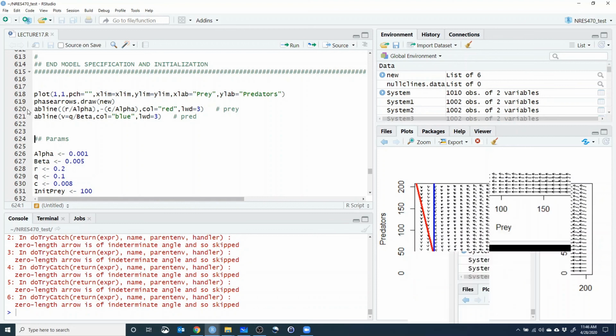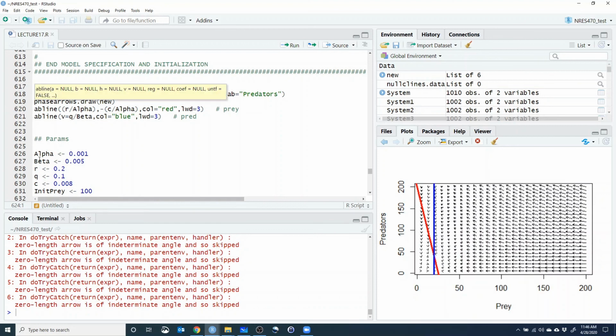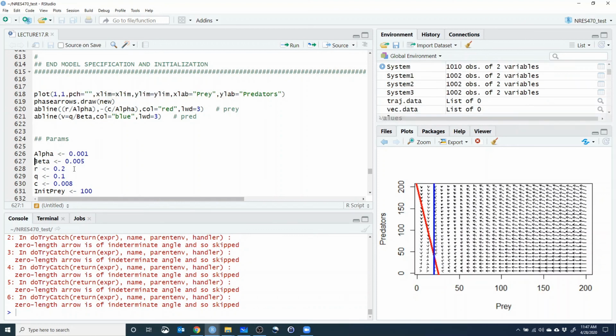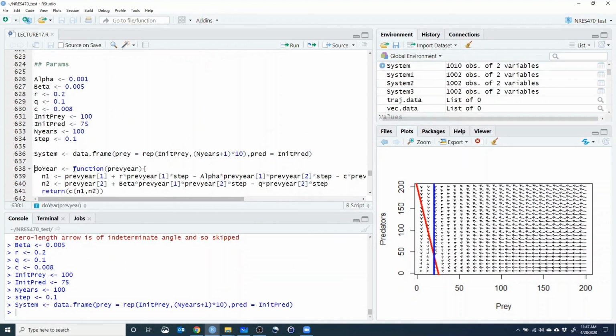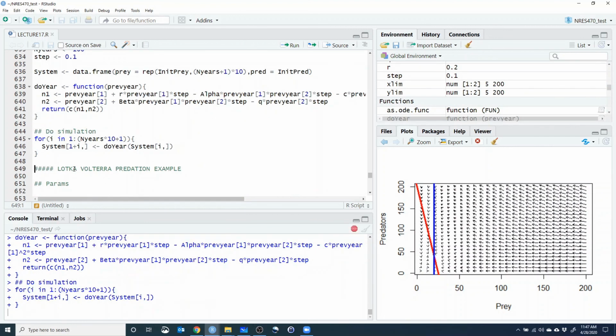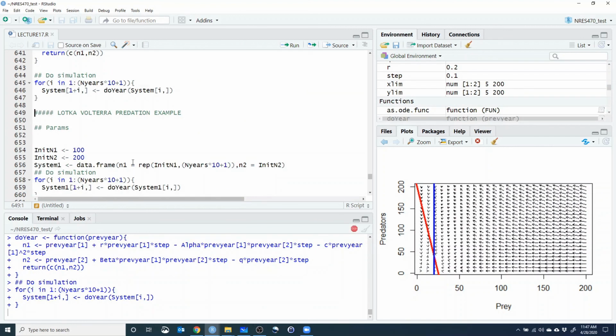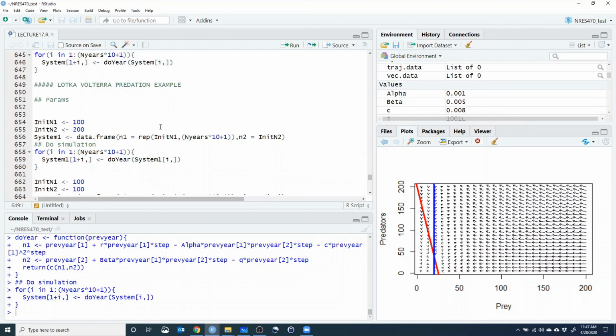Now, if we keep the predator isocline looking like it did before, we get a very different behavior of the system. All we've done here is add density dependence to the prey population. And we can run the simulation. It just takes a second. And what do we see?